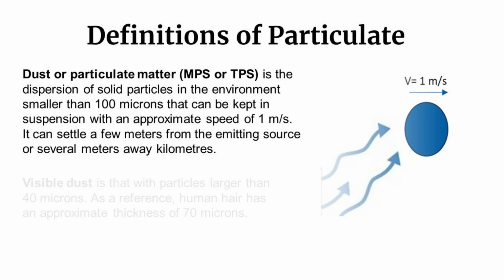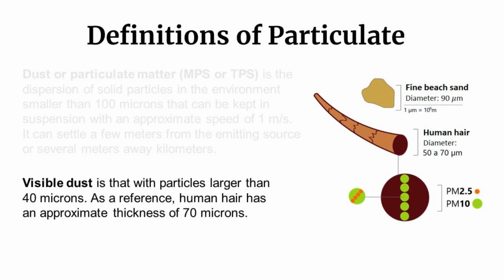Dust or particulate matter, MPS or TPS, is the dispersion of solid particles in the environment smaller than 100 microns that can be kept in suspension with an approximate speed of 1 meter per second. It can settle a few meters from the emitting source or several kilometers away. Visible dust is that with particles larger than 40 microns. As a reference, human hair has an approximate thickness of 70 microns.